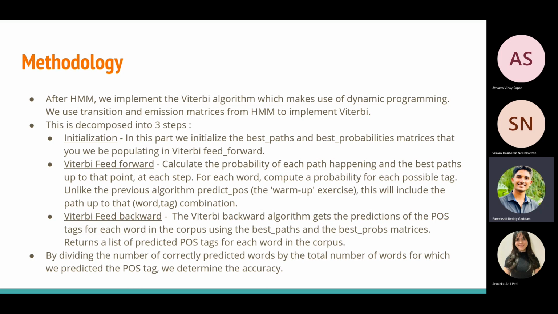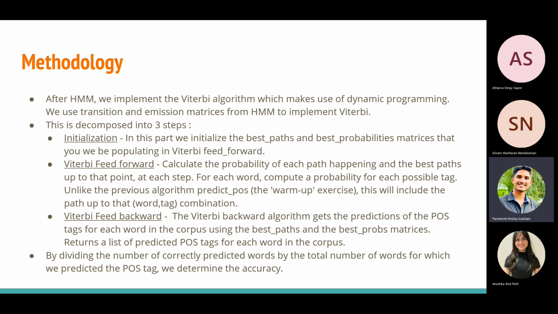Let's dive deep into HMM. So after HMM, we would implement Viterbi algorithm, which makes use of dynamic programming. We use transition and emission matrices from HMM to implement Viterbi. This consists of three steps: initialization, Viterbi feed forward, and Viterbi feed backward. In the initialization step, we would initialize the matrices for best paths and best probabilities that later on we would be populating with the feed forward step. In the feed forward step, we'd calculate the probability of each path happening and the best paths up to that point at each step. For each word, we would compute a probability for each possible tag.